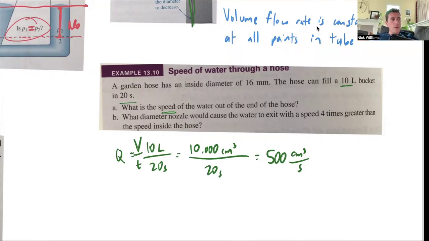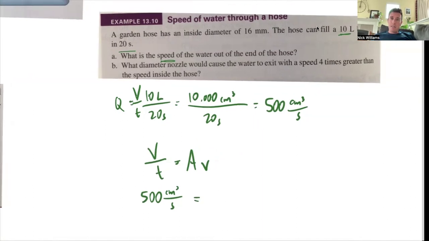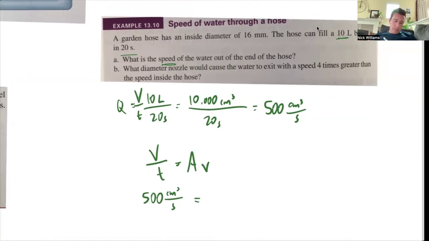So then I am trying to figure out the speed of the water out the end of the hose. Basically, I'm going to do volume over time equals area times velocity. I just did volume over time. That was 500 centimeters cubed per second equals the area. It's a circle, so that's going to be pi r squared times the velocity. I'm solving for the velocity.